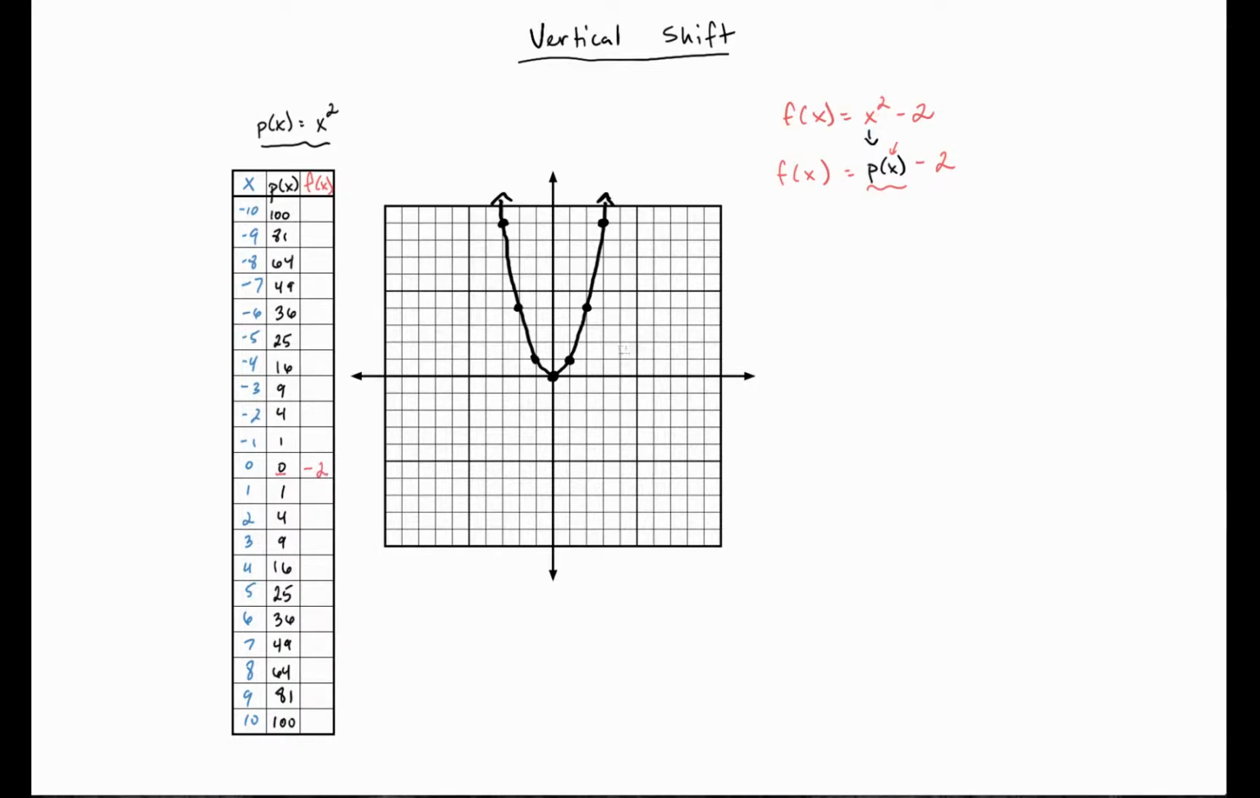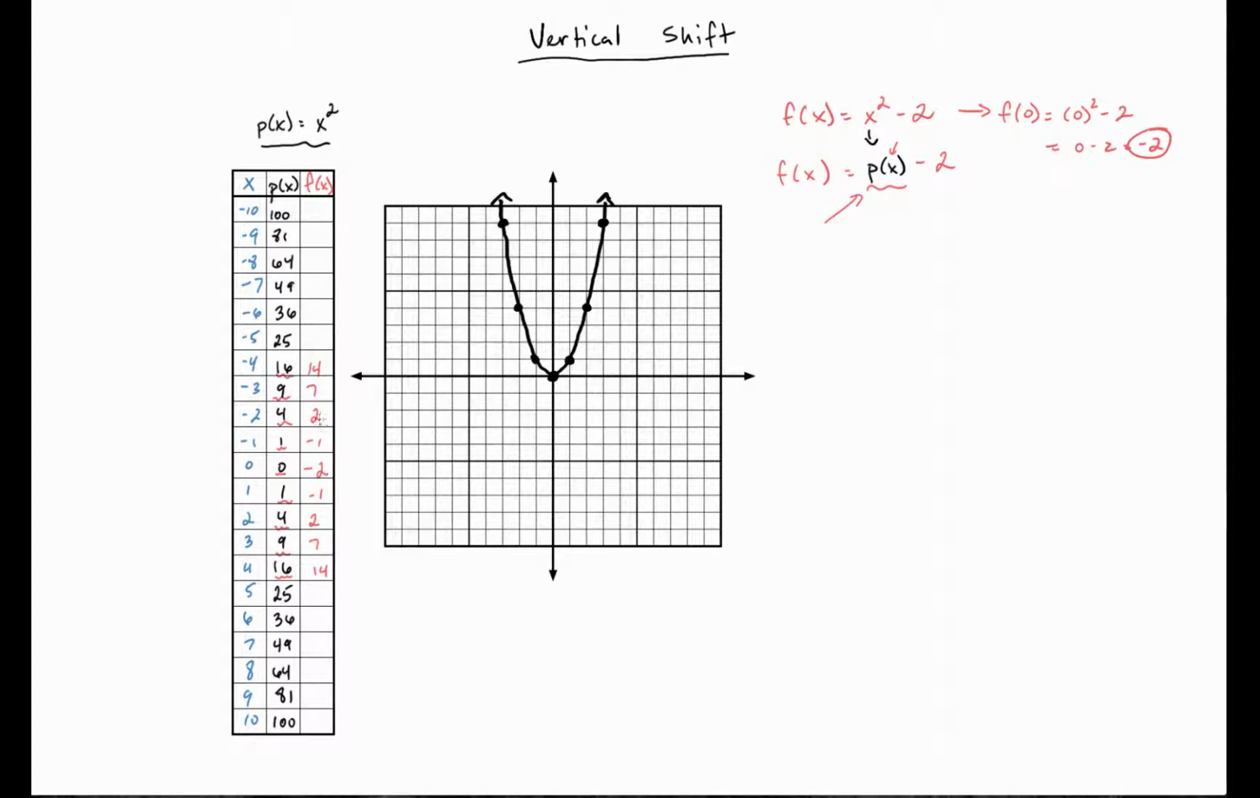Now we can verify that by actually plugging it into our equation here, our function. F of 0 is just equal to 0 squared minus 2, or 0 minus 2, which is of course equal to negative 2, getting the same value. But I can just take any of these values here and subtract 2 from them, and that will give me my output for f of x.